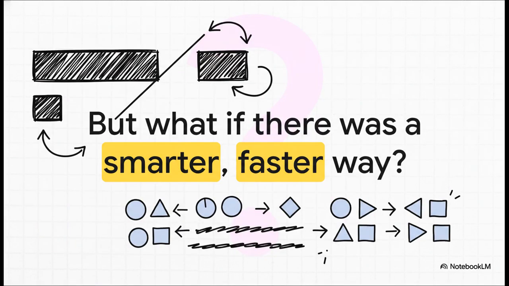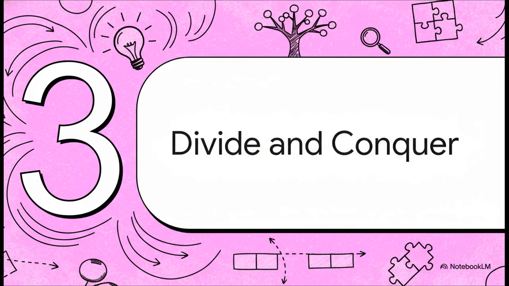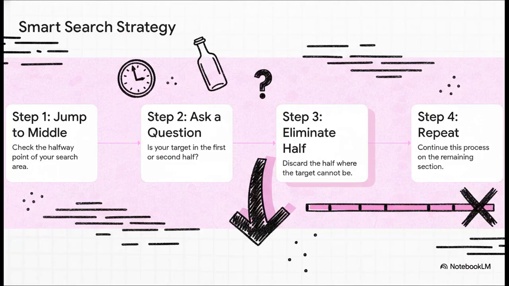Oh, you bet there is. It's a brilliantly simple strategy known as divide and conquer, and it completely changes the game. So, how does this much cleverer approach actually work? Let's break it down. Instead of starting at the beginning, you do something radical. You jump straight to the middle, the 24-minute mark. Then you ask one simple yes or no question. Has the bottle been picked up yet?